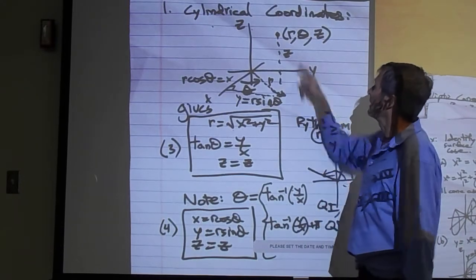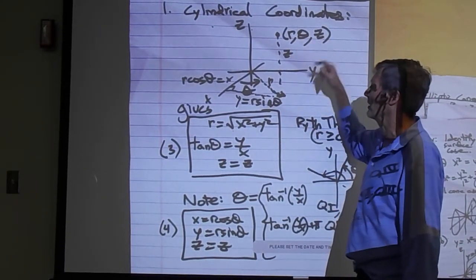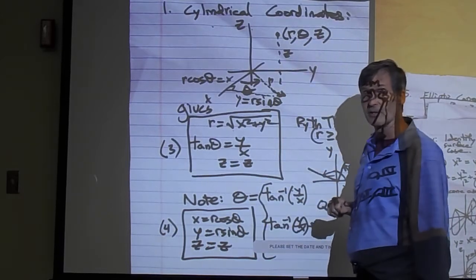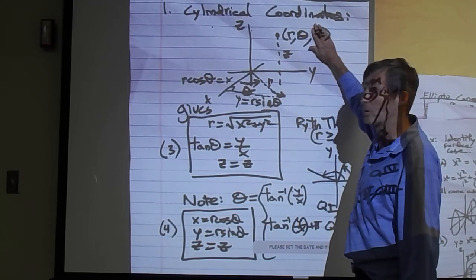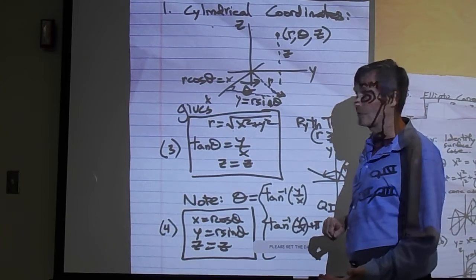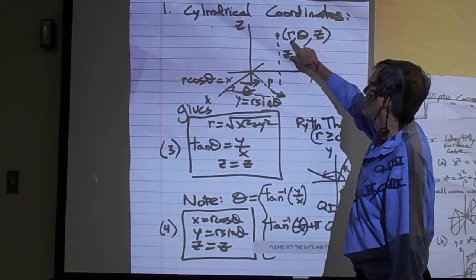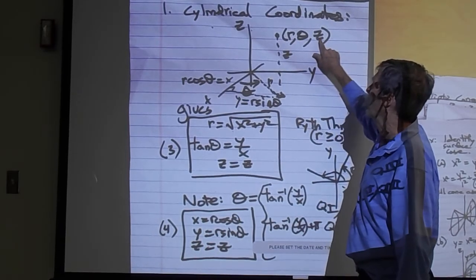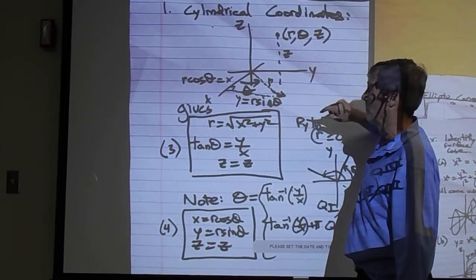And any ordered triple, a number for r, theta, and z, identifies a unique point in 3 space, just like r and theta identified a unique point in the plane by polar coordinates. However, the reverse isn't always true. In fact, it's not ever true. If you give me a point, there's an infinite number of ordered triple cylindrical coordinates that can represent it.